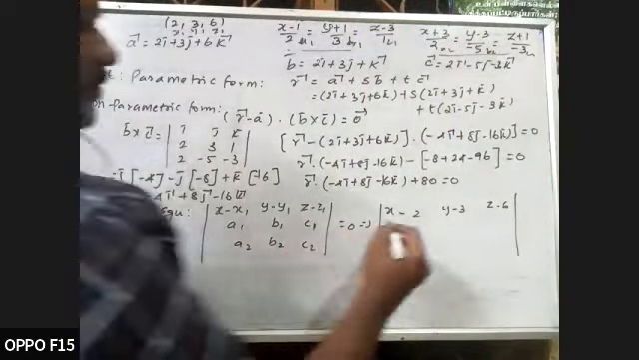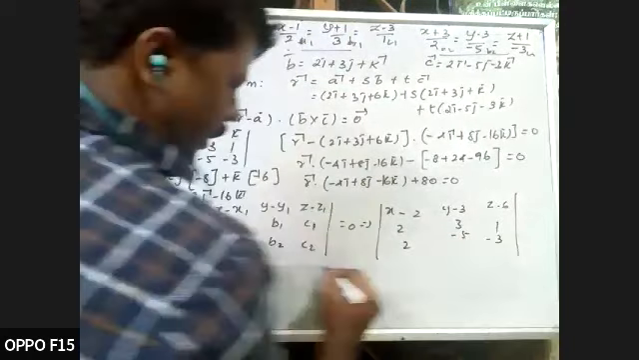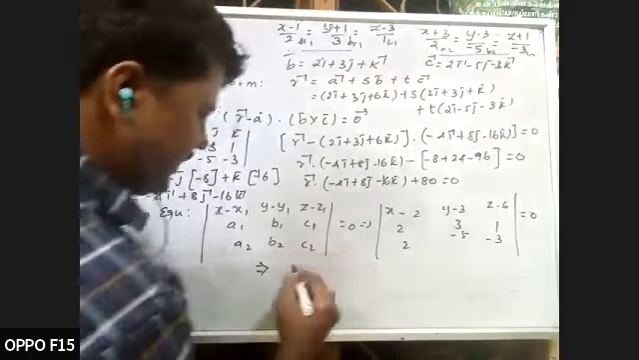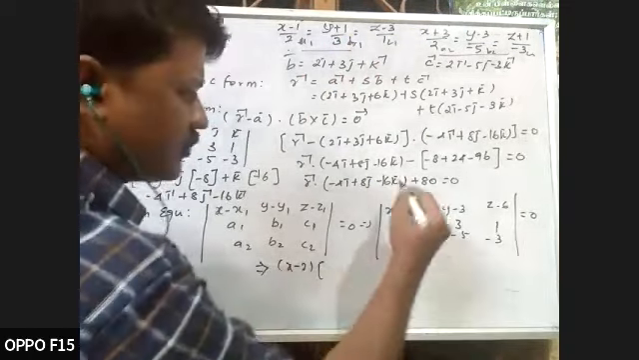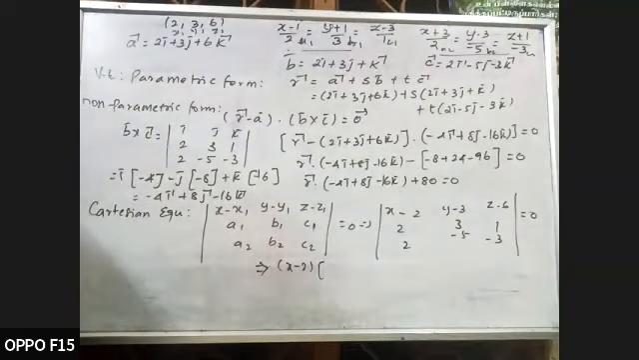Your a1, 2, 3, 1. Your b1, 2, minus 5, minus 3. Now you just expand this. This implies, which is equal to 0, x minus 2 into this row, this column, minus 3, minus 5. Minus of minus plus 5. I can write this as minus 4, which is equal to minus 4.